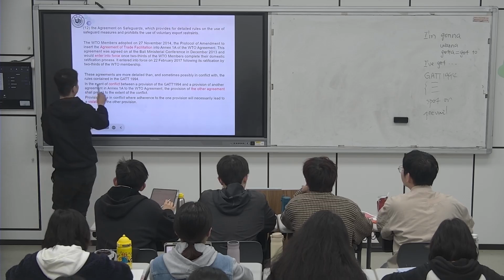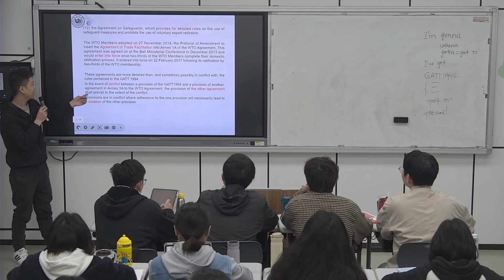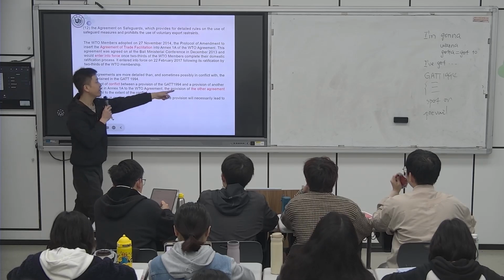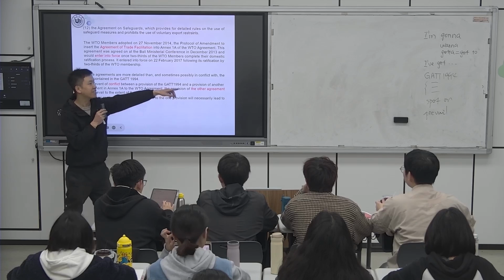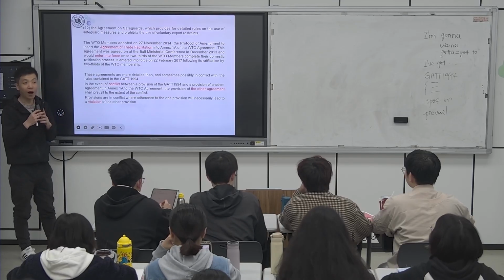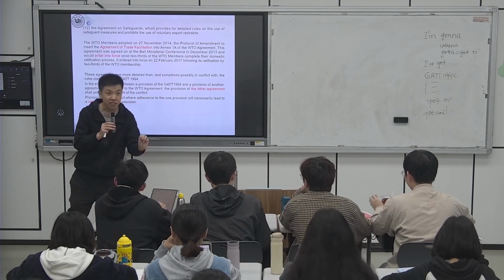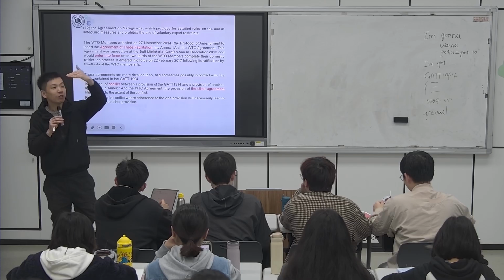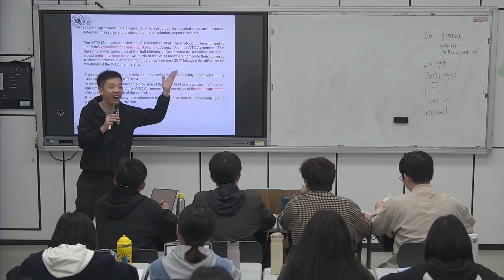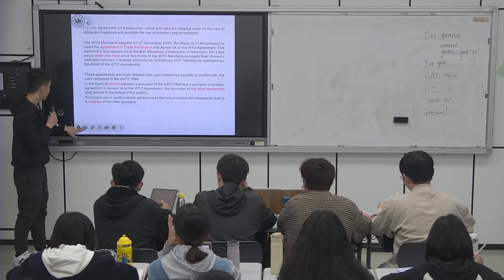The question lies here. Oh, sorry, the answer lies here. Which one shall prevail? The provision of the other agreement, that means the specific agreements, shall prevail to the extent of the conflict. Why? Because it's a specific agreement. The specific provisions always prevail over the general ones, right? Because GATT 1994's full name is the General Agreement on Tariffs and Trade. Right? Good. Okay, move on.